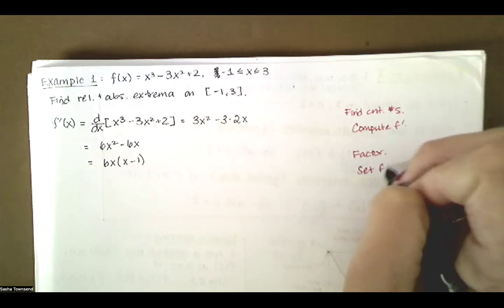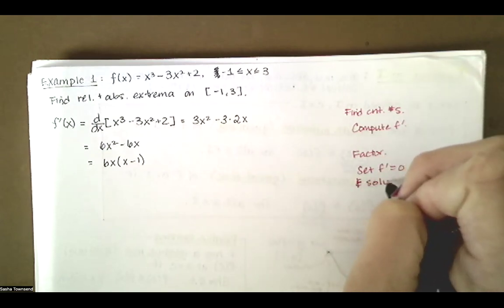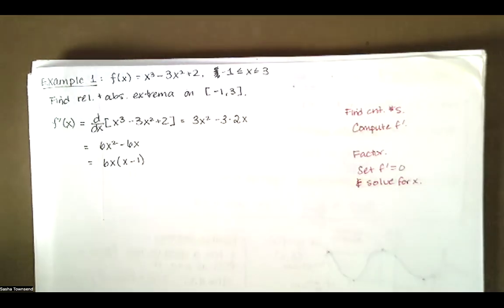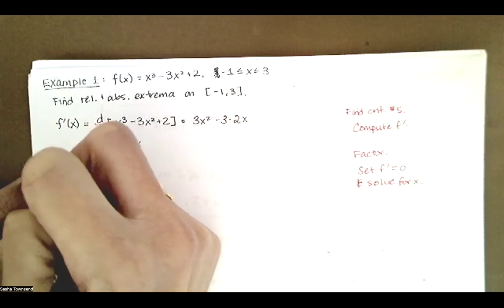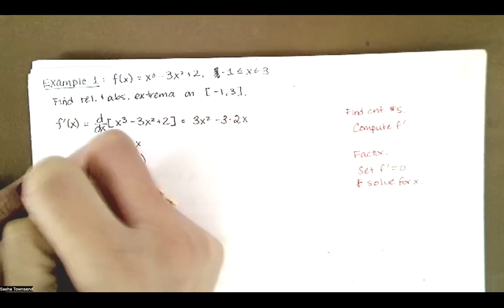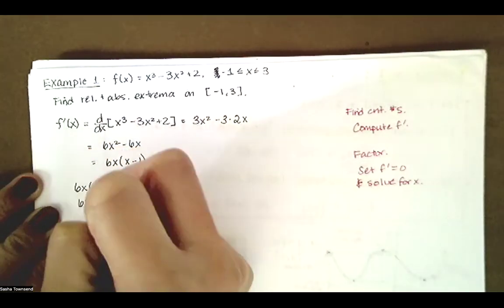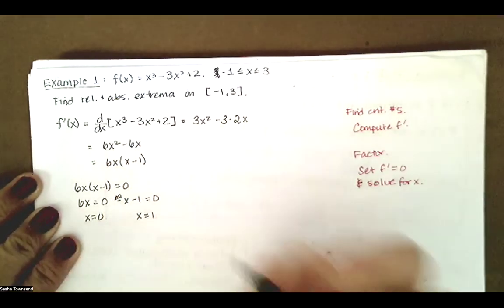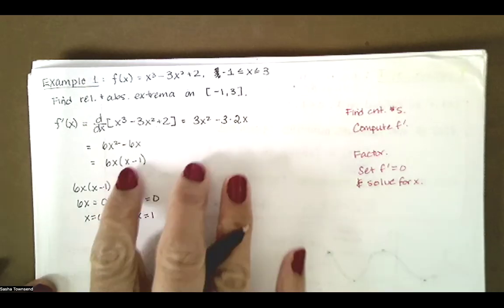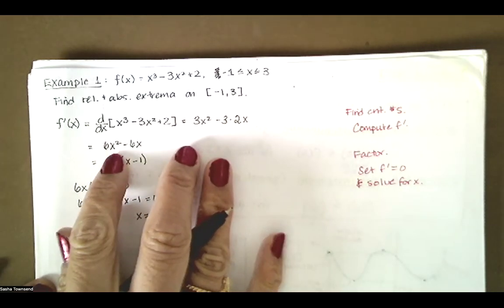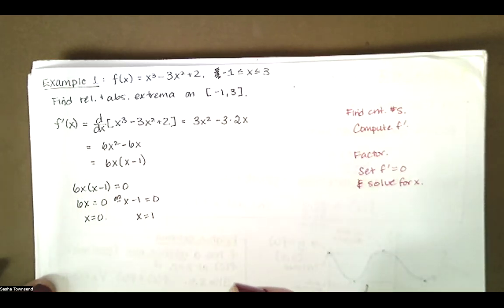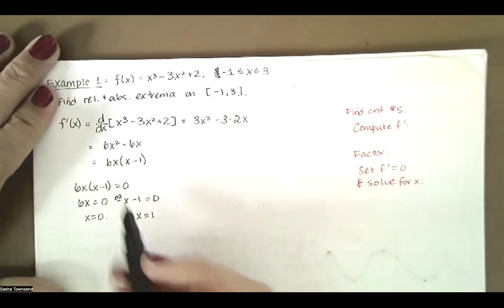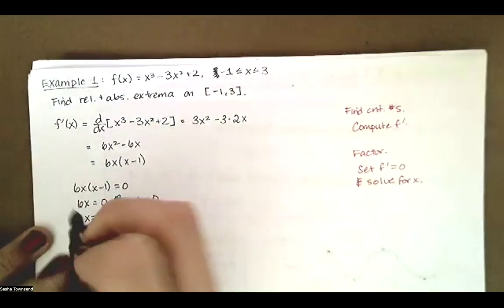And after we factor it, we set f prime equal to 0 and solve for x. We've got 6x times x minus 1 equals 0. This times this equals 0 if one of the factors equals 0. So either x equals 0 or x equals 1. Those are two critical numbers. You also want to look at that derivative and ask yourself, are there any x values for which that derivative is undefined? You say no. That derivative is well defined for all real numbers. So I think we're good to go. These are the only critical numbers of f.